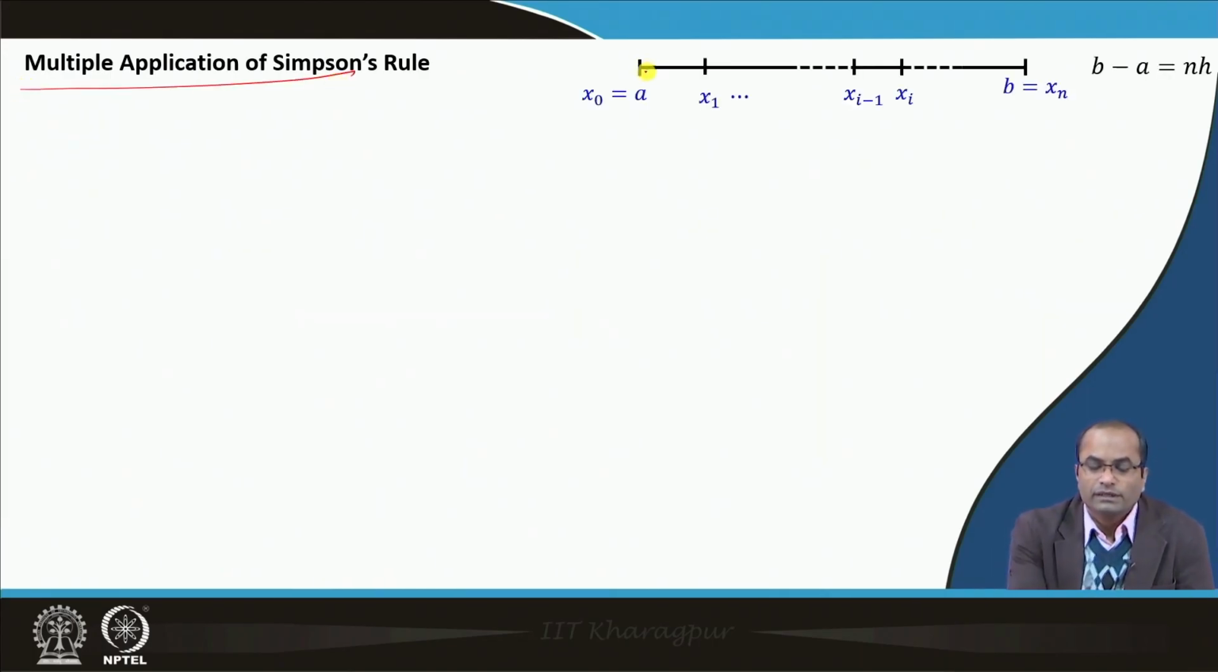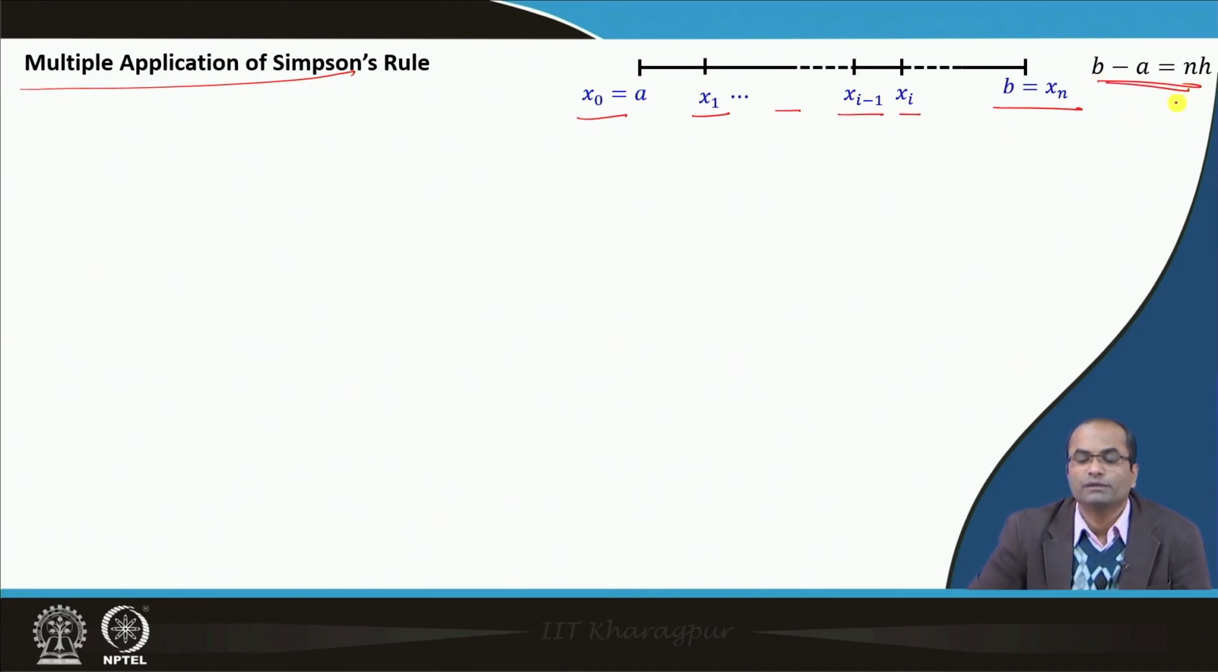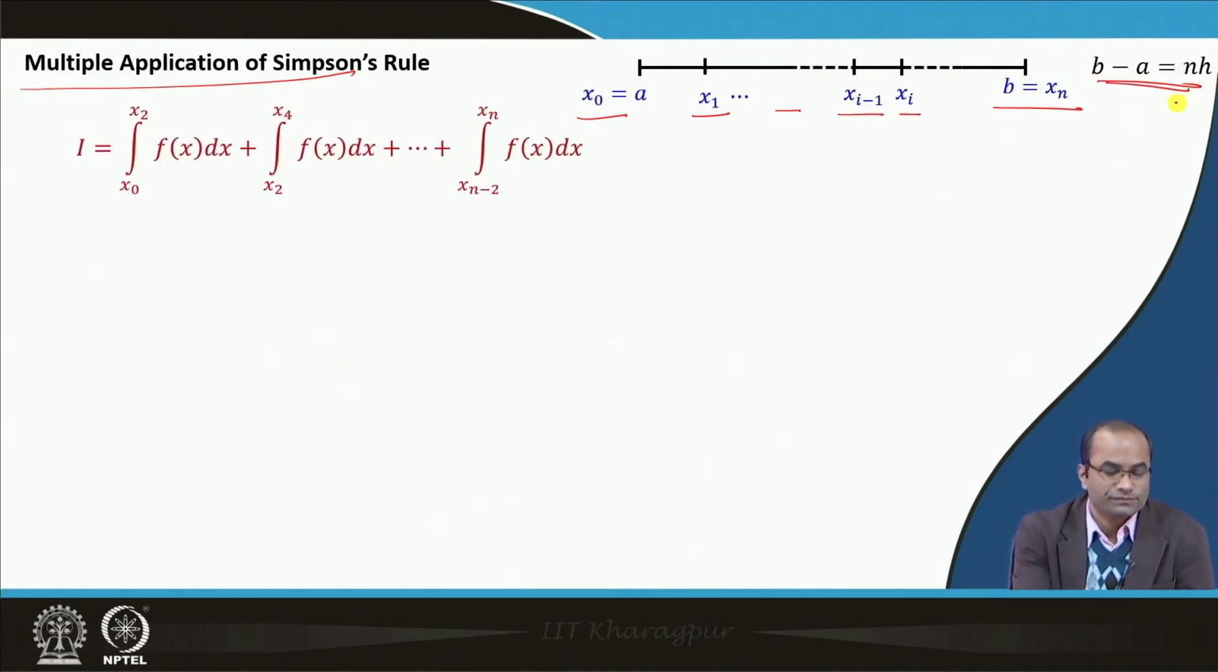Coming to the multiple applications, the idea is again the same. We have the range from a to b, which we split into several subintervals, that means x naught to x 1, then x 2 and so on, x i minus 1 to x i, and the last point is x n, which is equal to b, with equidistant points. So, b minus a is equal to n h. Given this integral, which is split into several parts, we consider that in each subinterval we should have 3 points, that means x naught, x 1, x 2.